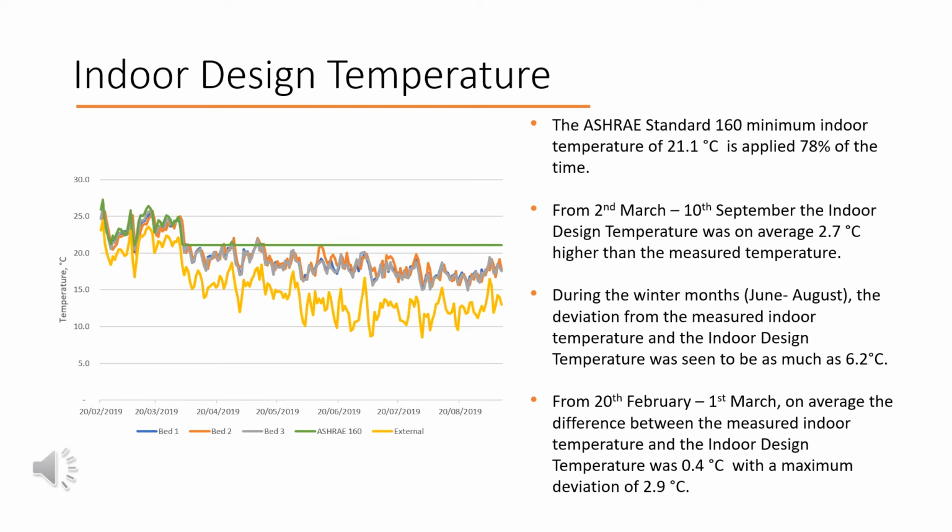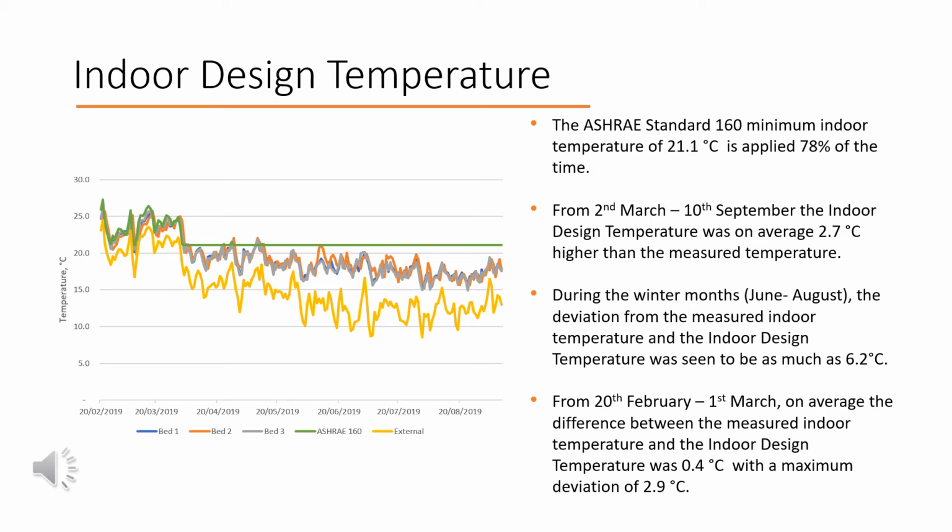So by applying the formulas that we saw beforehand, the following graphs are produced. The main part of the graph that should be focused on is the green line, which is what ASHRAE 160 specifies as the indoor design temperature. So applying these calculations to the collected data from the pilot housing survey, the indoor minimum of 21.1 degrees is applied 78% of the time, yet the graph shows this is higher than the measured temperature for approximately 6 months. It's the straight line from March to the end of the year.